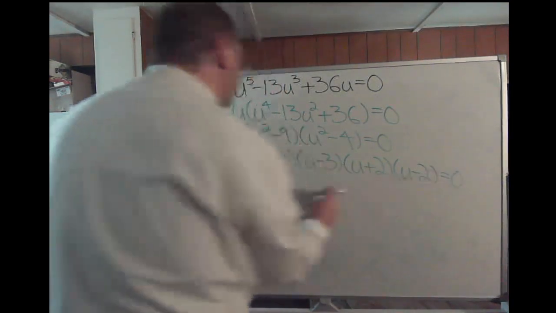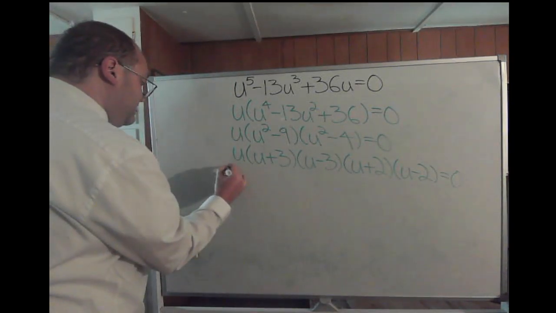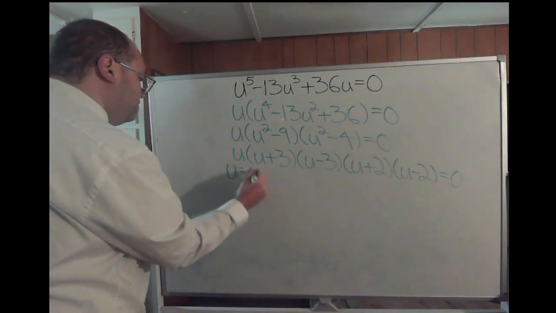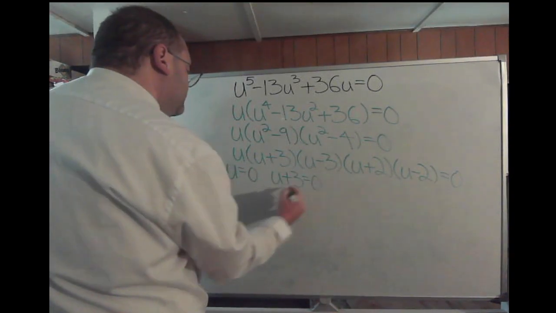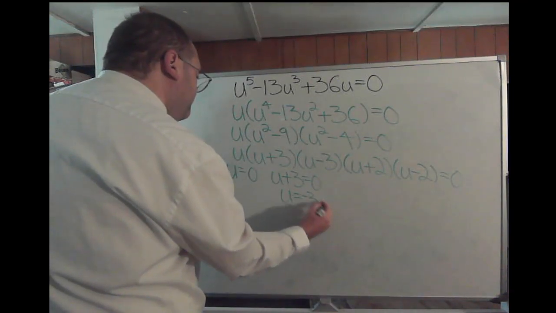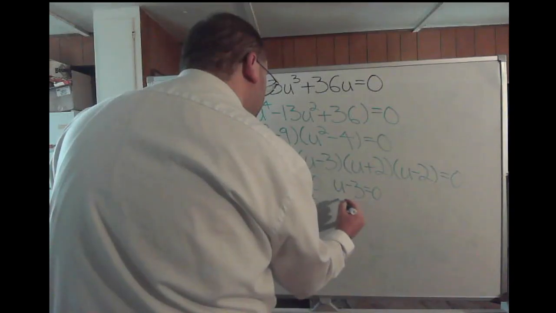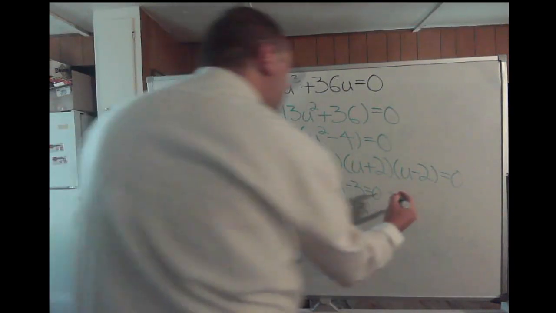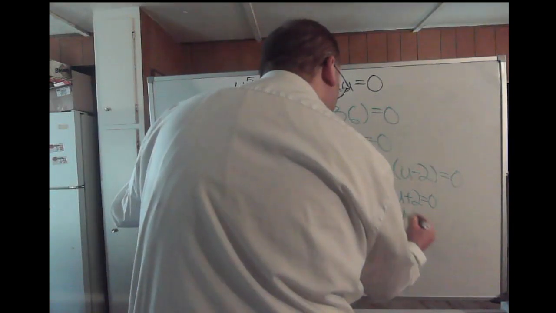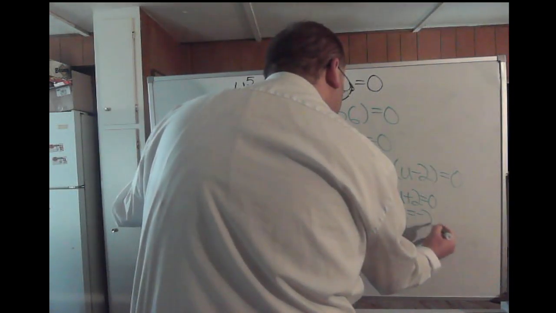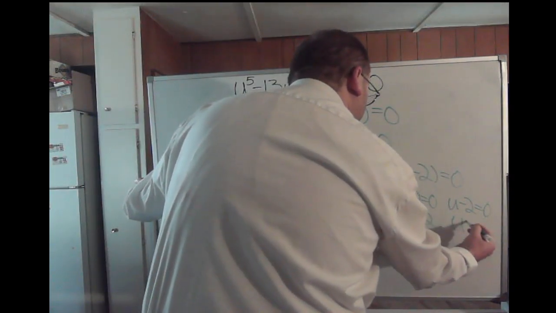So now we have 5 factors of this equation that we have to set equal to 0. Take your u, set that equal to 0. That's good. u plus 3 equal to 0, so u would equal negative 3. u minus 3 equals 0, u would equal positive 3. u plus 2 equals 0, u equals negative 2. And then u minus 2 equals 0, so u would equal 2.